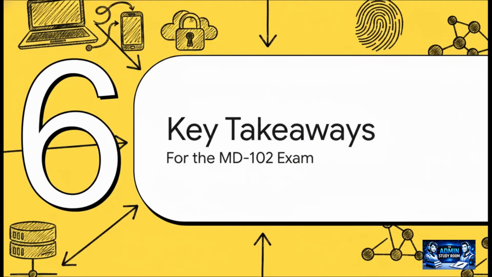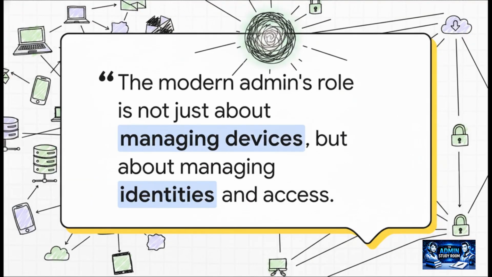Okay, we have covered a ton of ground here, from the physical hardware all the way up to a user's identity in the cloud. So let's take a breath and boil this all down to what really matters. This really hits the nail on the head. Your job as an admin is changing. It's becoming less about the specific machine and more about the user's identity. That identity is the new security perimeter. Protecting it, wherever and however it's used, is the whole ballgame.